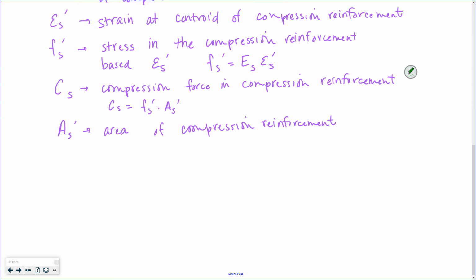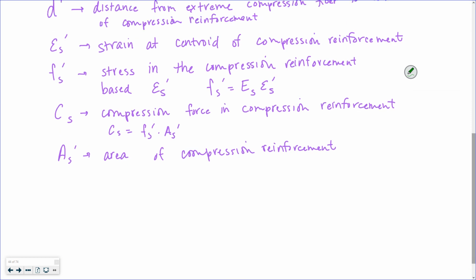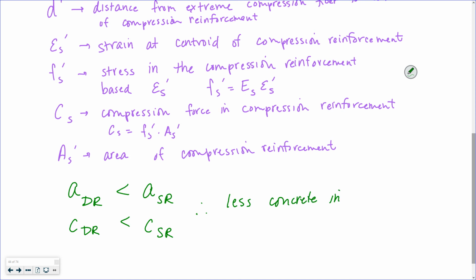So I just said that I need less for a doubly reinforced. I need less stress block depth, right? A is less for a doubly reinforced versus a singly reinforced. And because they're related, the C is less. That means less concrete in compression.